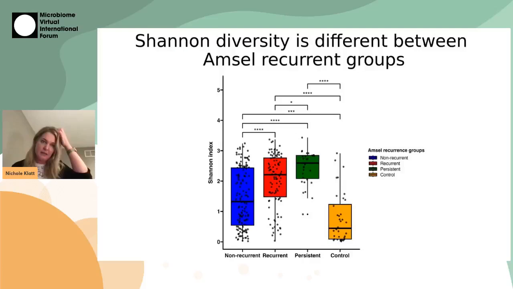We talk a lot in microbiome about diversity. Shannon diversity is a diversity within a sample, looking at what bacteria are there and the evenness of the bacteria. Again, none of this is surprising, but we are trying to pinpoint some of the mechanisms that might be different in women who recurred versus don't, versus who have persistence. Looking at these different groups, non-recurrent versus recurrent, persistent, and control, you can see that Shannon diversity increases across the groups. If you have persistent BV, you have the most diversity, and those controls are going to have the least.